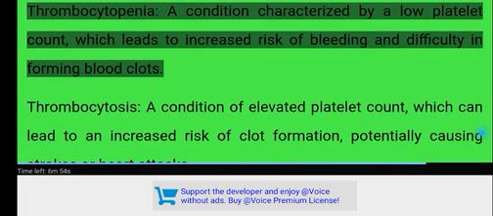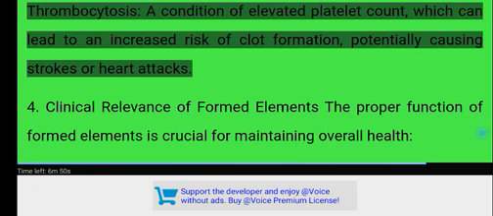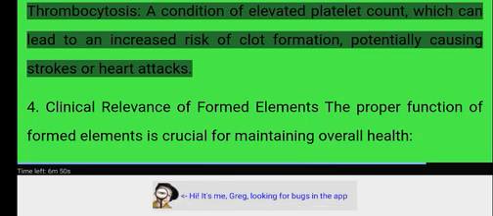Clinical relevance. Thrombocytopenia, a condition characterized by low platelet count, which leads to increased risk of bleeding and difficulty in forming blood clots. Thrombocytosis, a condition of elevated platelet count, which can lead to an increased risk of clot formation, potentially causing strokes or heart attacks.